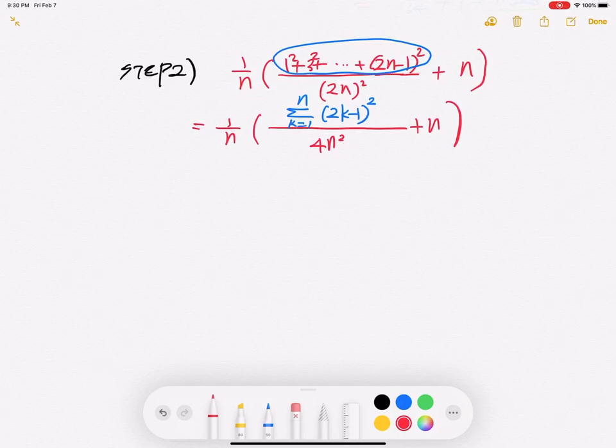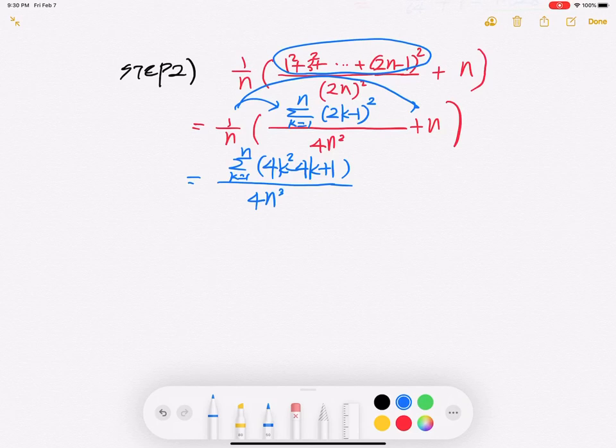Okay, now I use the distributive property with 1 over n. So 1 over n times the first term is equal to 1 over 4n cubed, and then sigma k equals 1 to n. I want to expand that. 2k minus 1 squared is what? 4k squared minus 4k plus 1. And then 1 over n times n equals 1.